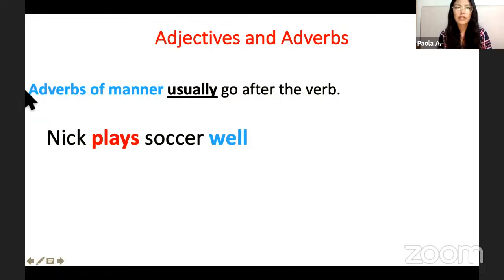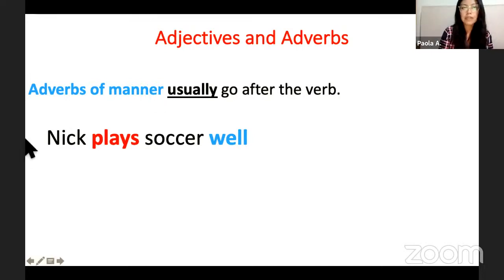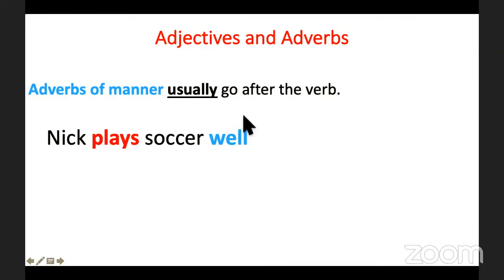Could you read this? Nick plays soccer well. All right, yes. Where is the verb in this sentence, Rodrigo? Play. Mm-hmm. It's just a simple tense. No, that's why we add the S. No, she, and talking about, you know, do they play soccer? And afterward, no, we use that word, which is well.